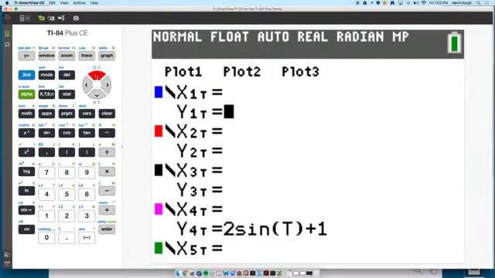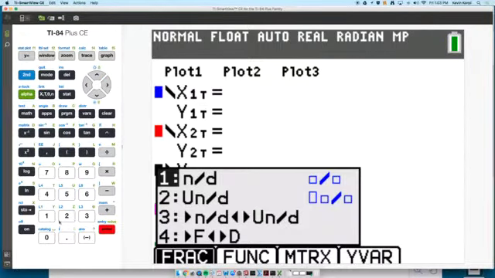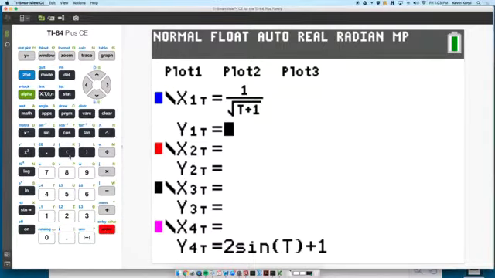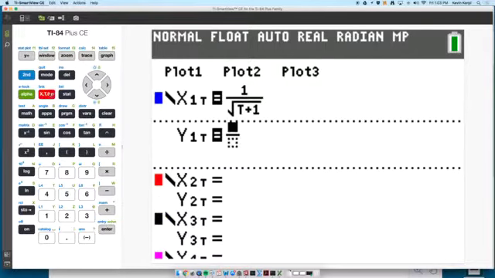All right. Come back here and we type in the first one, and I'll use the horizontal bar, 1 over the square root of t plus 1. There's the first parametric, and then the second one, t over t plus 1.